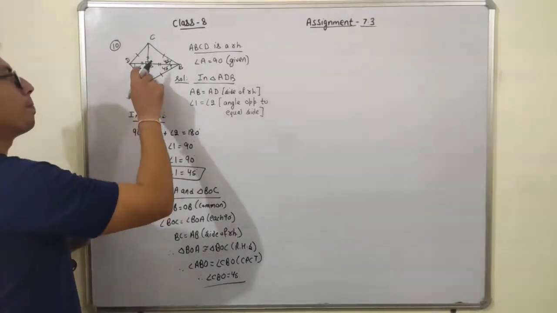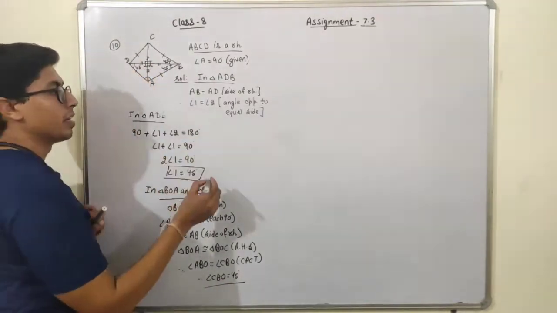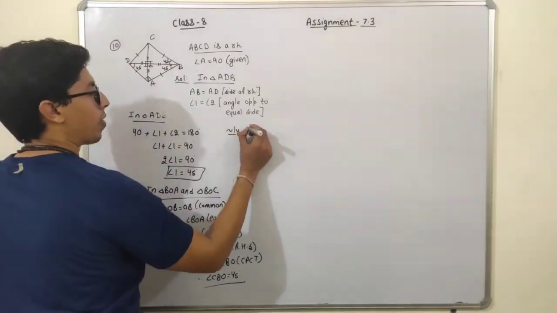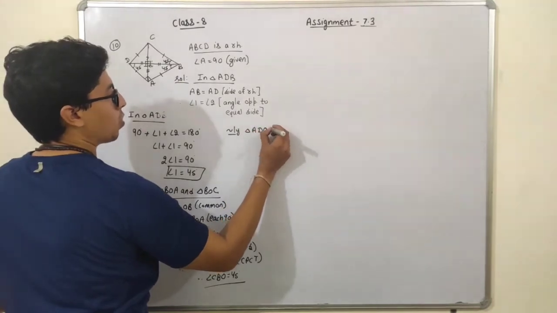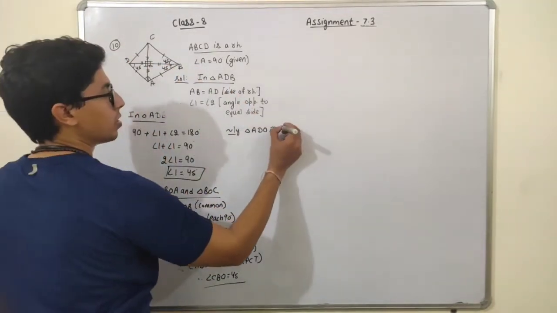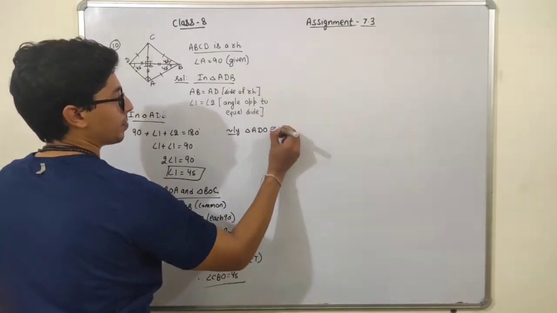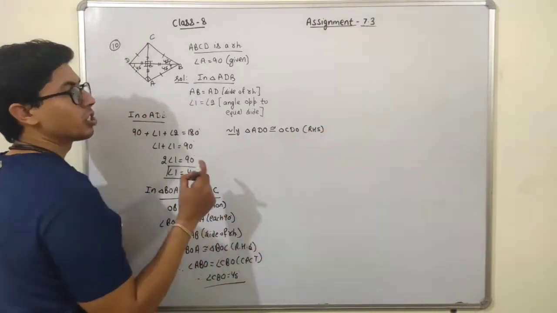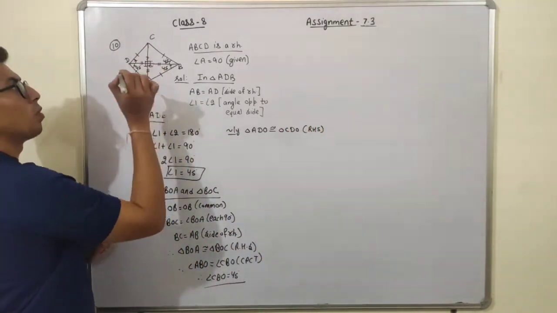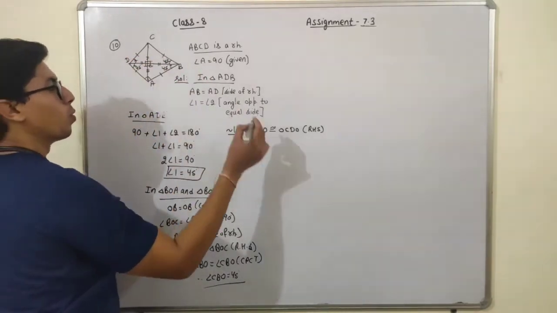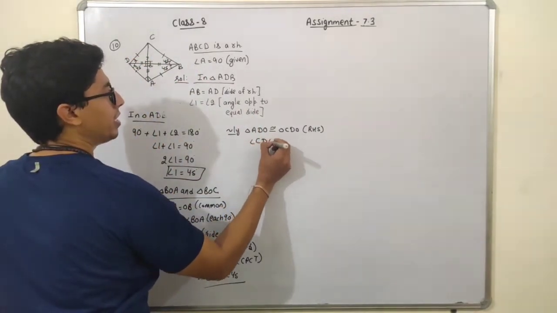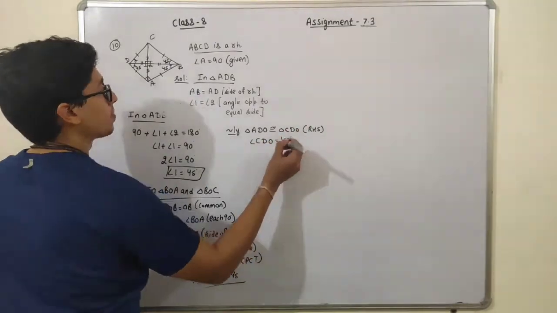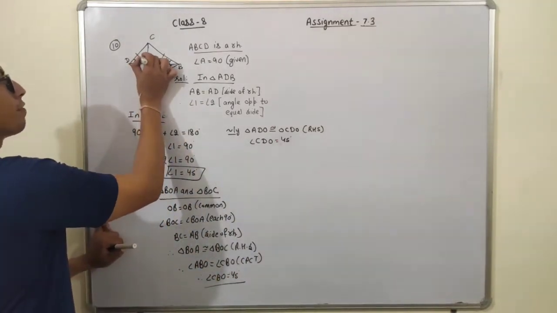Similarly, students, I can prove these two triangles congruent. Similarly, triangle ADO is congruent to triangle CDO by the same RHS property. Similarly, I can say that these two angles will be equal. So students, I can say that angle CDO is 45 degrees. Now this is 45 degrees. Okay. Now this is 45 degrees, students.